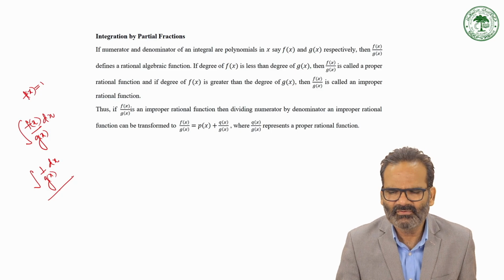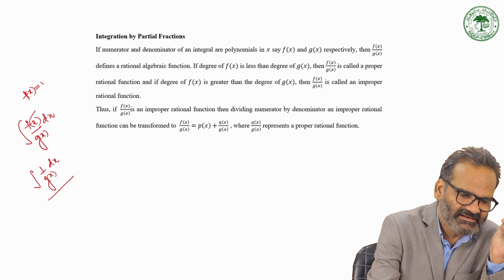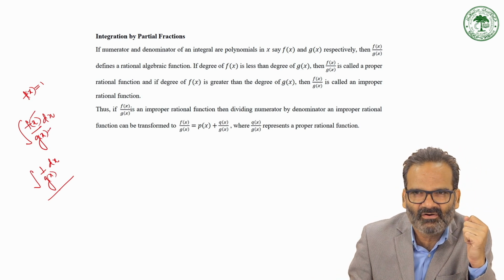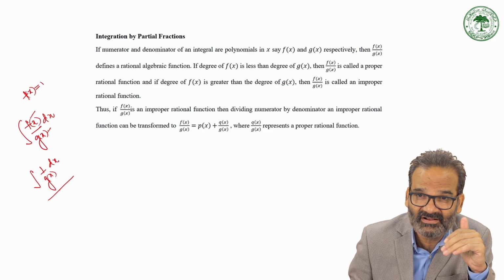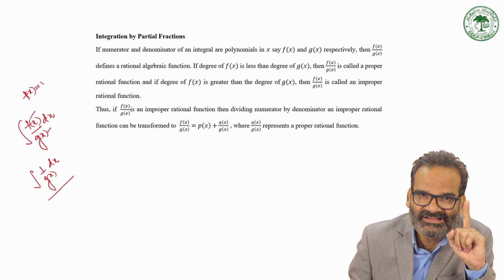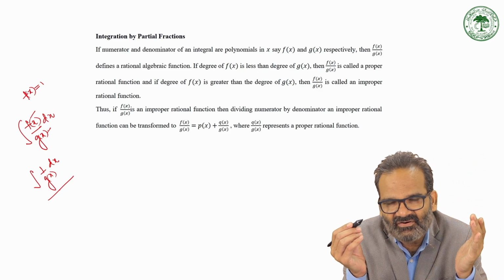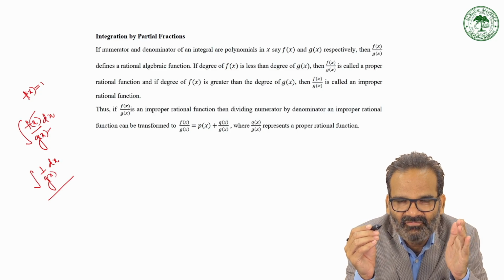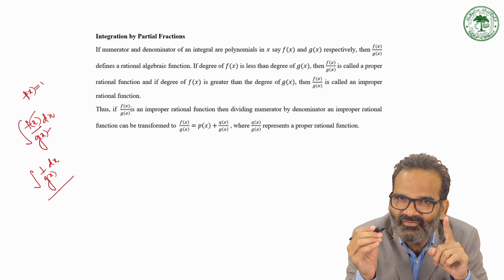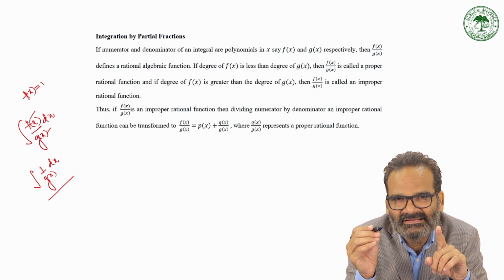So you know about proper fractions and improper fractions. If the degree of the numerator is less than the degree of the denominator, then the fraction is called proper. And if the degree of the numerator is greater than the degree of the denominator, then the fraction is called improper. You should keep in mind one very important point we discussed in the very beginning: whenever you have a function of the type numerator upon denominator, we can integrate the function only if the degree of the numerator is less than the degree of the denominator. Otherwise, we cannot integrate it.